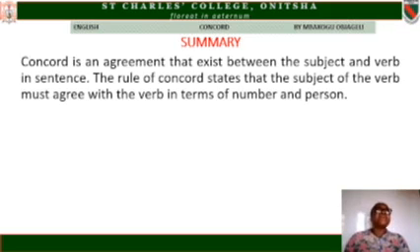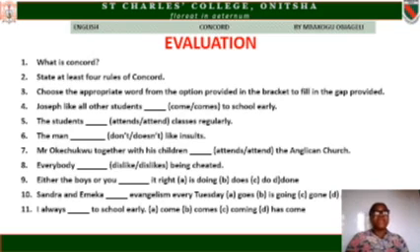Remember as we round off that CONCORD is that agreement that exists between the subject and the verb in a sentence. And the rules of CONCORD state that the subject of the verb must agree with the verb in terms of number and person. Now, as we come to the end of the lesson, you have these evaluation questions here, 1 to 11. Please respond to them and submit.